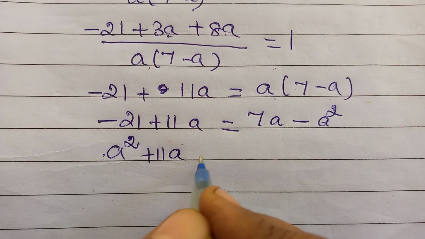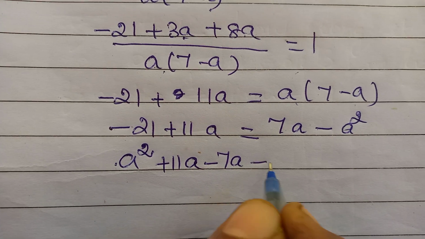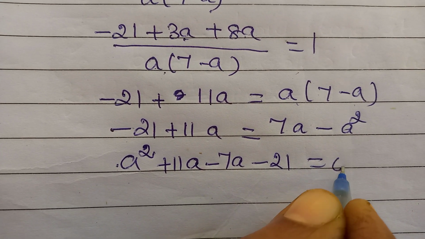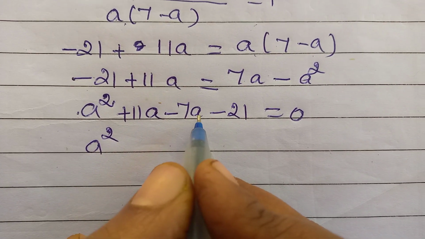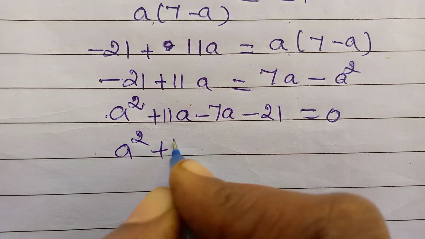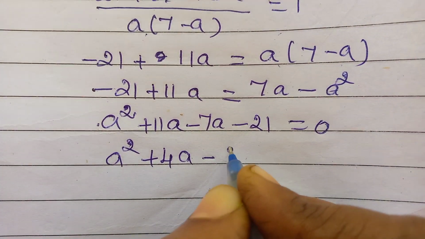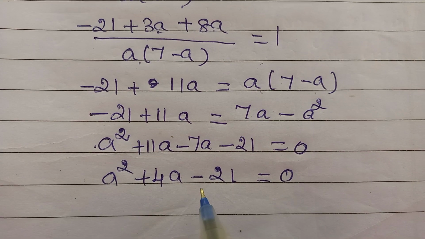Take this minus 7a to the side. So minus 7a minus 21 is there, equal to 0. Simplify. A square, here 11a and 7a are like terms. So 11a minus 7a we have 4a, minus 21 equal to 0. Now we got a quadratic equation.